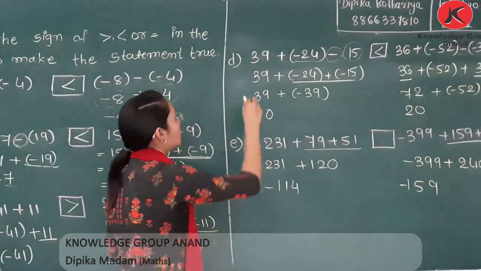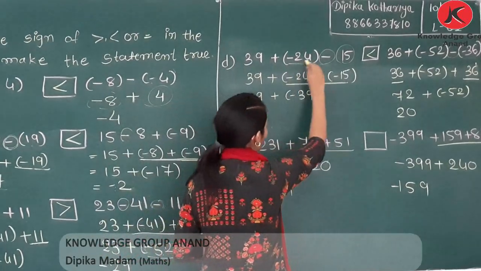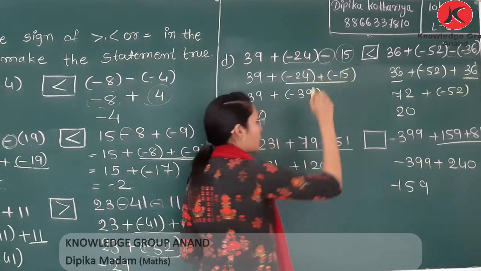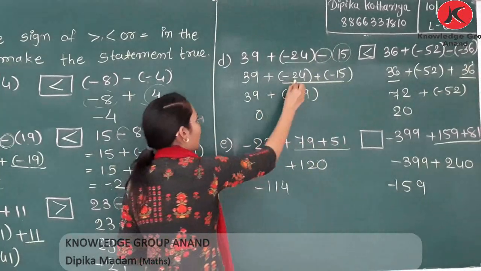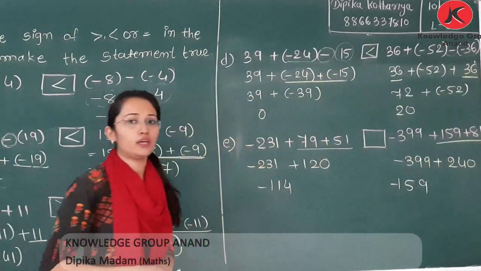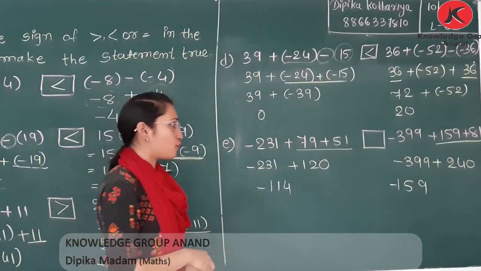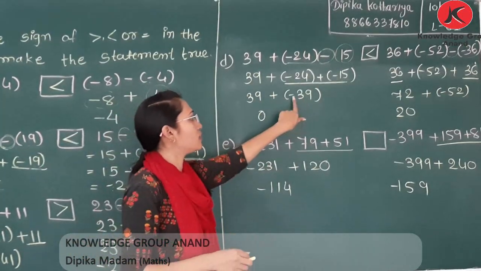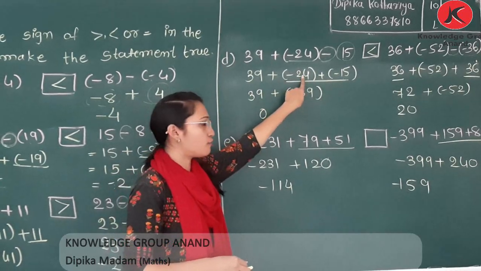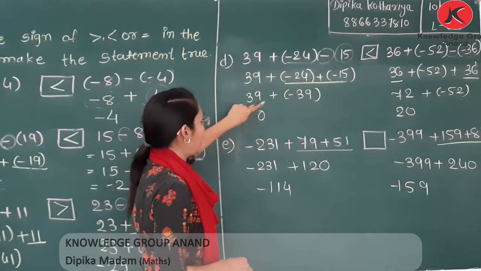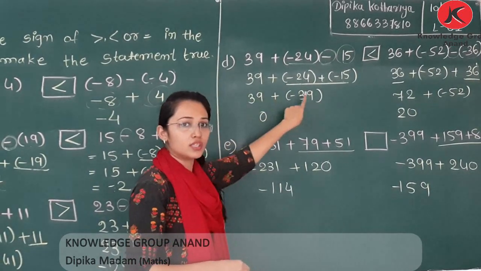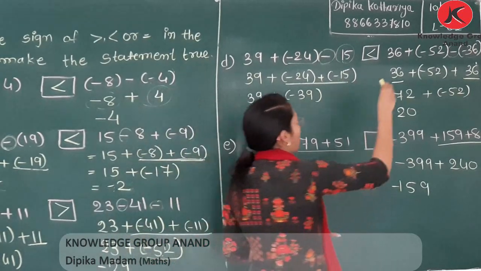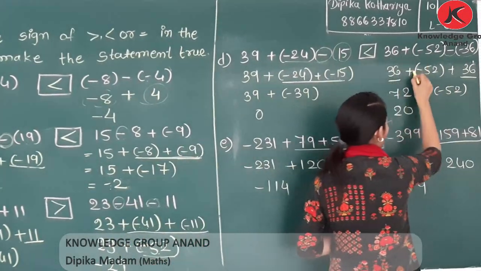Now next, 39 plus minus 24 minus 15. This is subtraction. So subtraction becomes addition and 15 becomes minus 15. Now -24 and -15 both are negative. So add the numbers, 24 and 15 become 39. But what is the sign of 39? It will be minus because 24 is the greater number. 39 plus -39. Numbers with different signs. Subtraction of numbers, 0. Next, on the right side, 36 plus 52.